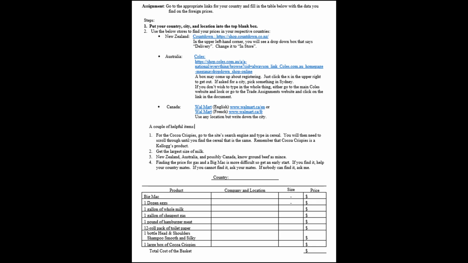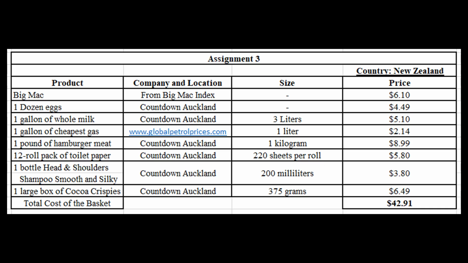Ground beef is known as beef mince in Australia and New Zealand. The New Zealand measuring system for eggs uses numbers, and Cocoa Krispies are actually called Cocoa Pops. I don't tell them what to look for initially, but if they're having trouble finding their products, I will give them hints. Getting the Big Mac and gas prices can be a bit tricky, so I send them to The Economist magazine's Big Mac Index and a good gasoline website that you can see there in the table.